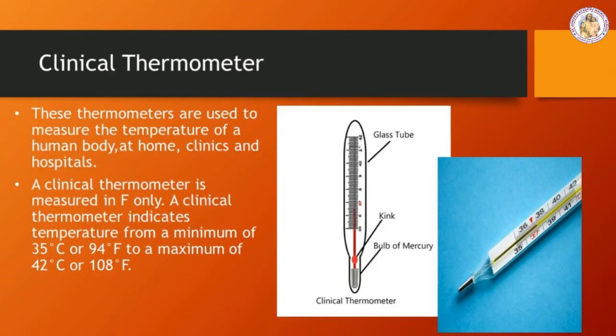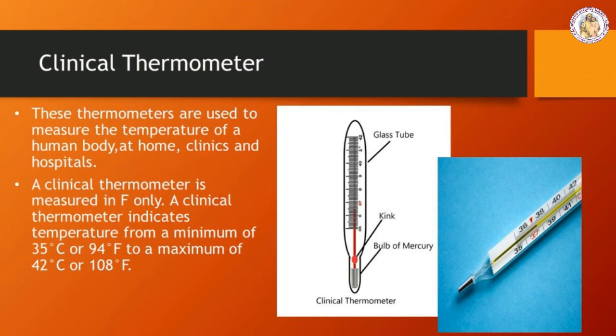Clinical thermometer. These thermometers are used to measure the temperature of a human body at home, clinics, and hospitals. All clinical thermometers have a kink that prevents the mercury from flowing back into the pulp when the thermometer is taken out from the patient's mouth, so that the temperature can be noted conveniently.